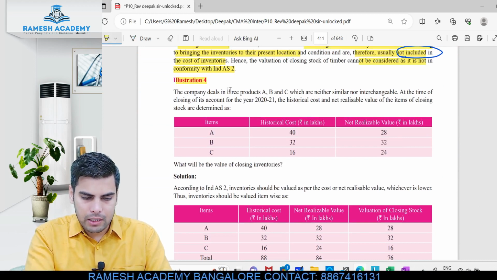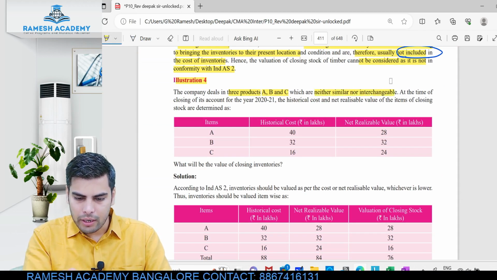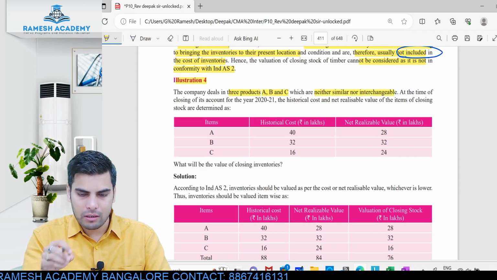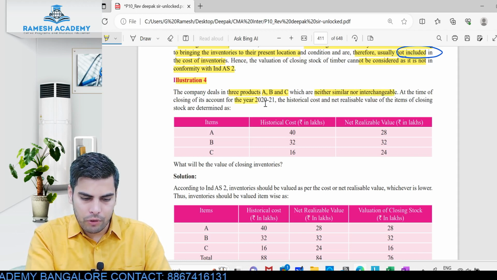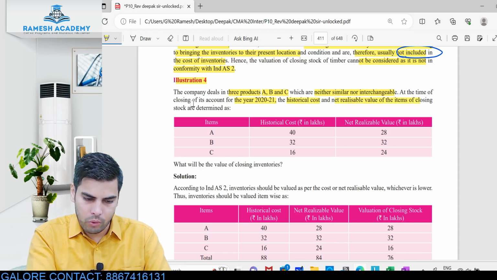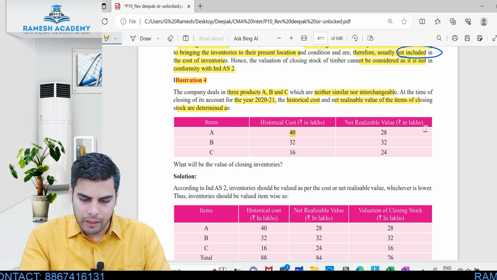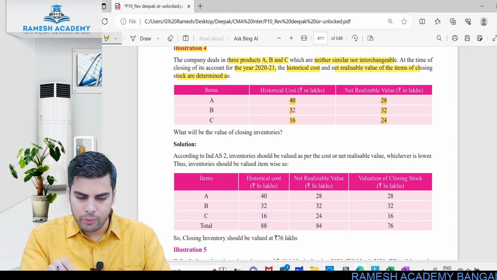The company deals with 3 products A, B and C which are neither similar nor interchangeable products. So specific valuation is what we are supposed to do. At the time of closing its accounts for the year 2021, the historical cost and net realizable value of the items of closing stock are determined as follows. Item B, 32 lakh is the cost and 32 lakh is the net realizable value. Item C, 16 lakh and 24 lakh.